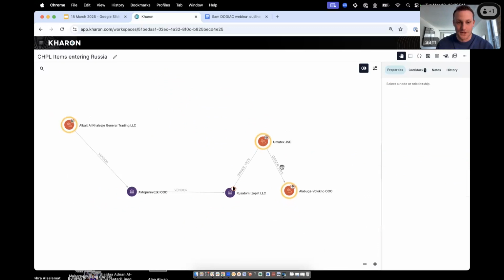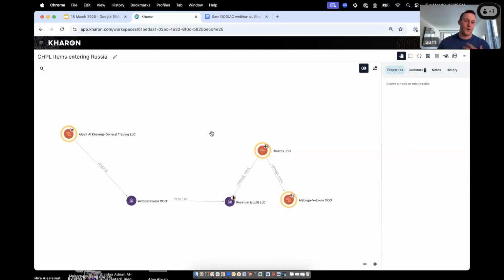So again, just a very simple chart to indicate how one entity, that might be seemingly innocent, is actually transferring goods to another entity, which may ultimately end up in the hands of adversaries.